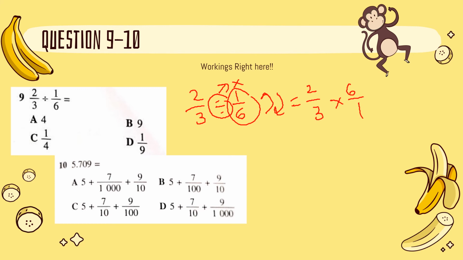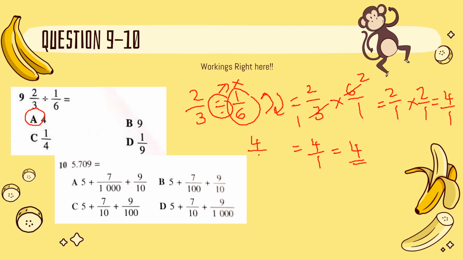Now let's do the simplify method. 1, 2. So 2 over 1 times 2 over 1 is 4 over 1. 4 over 1 is 4. So the answer is A. Right? So how I do it is because 4 over 1 equals 4. At the same time, 4 over 4 equals 1.